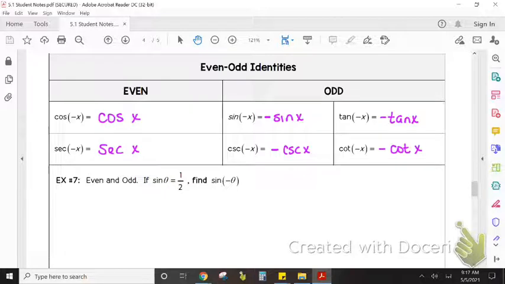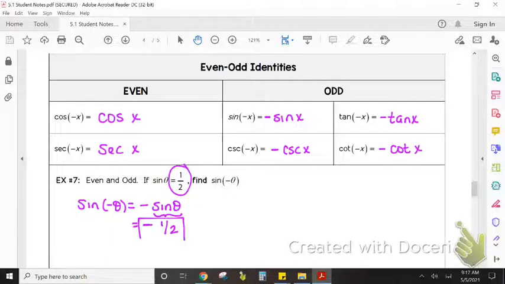All right, so example 7 says if sine of theta is equal to 1/2, find sine of negative theta. Well, remember, we know that sine of negative theta then, because sine is odd, that's equal to the opposite sign, but the same digit as sine of positive theta, right? So we know it's negative, but we know what sine of theta is. They told us sine of theta is 1/2. And so we get the opposite of positive 1/2, which is our negative 1/2 right there. Same digit, they both gave us a 1/2. One's positive, one's negative because sine is odd.